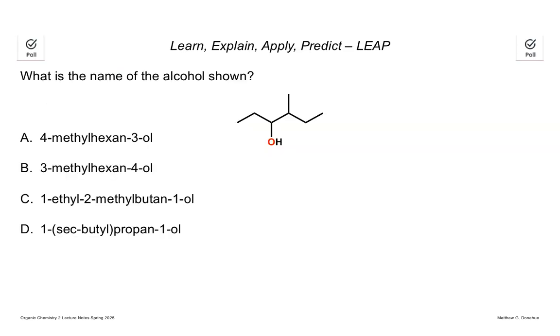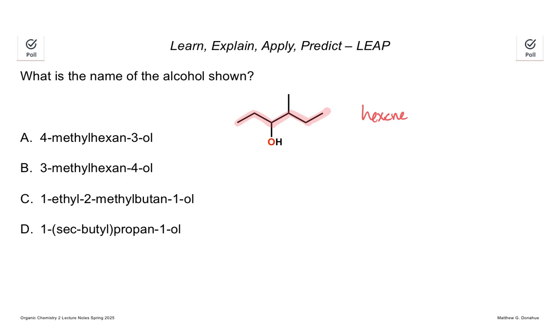So let's do a little practice in naming here. Given the structure, what's the name of the alcohol? The first thing we want to do is find the longest carbon chain that's bearing the OH group. I've highlighted that in red. If we count that, we get 6 carbons, so it's going to be a hexane derivative.